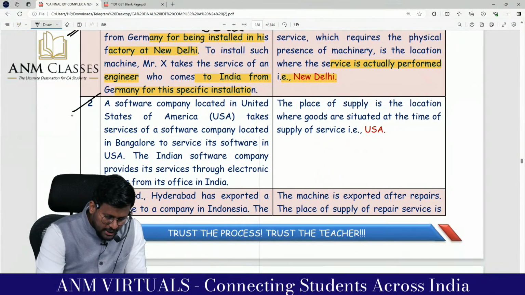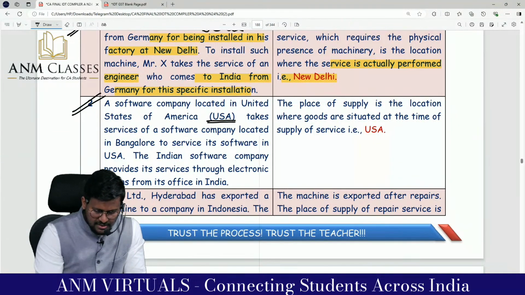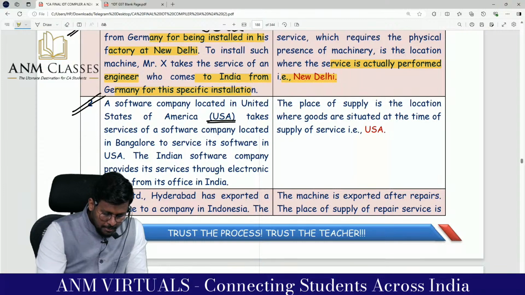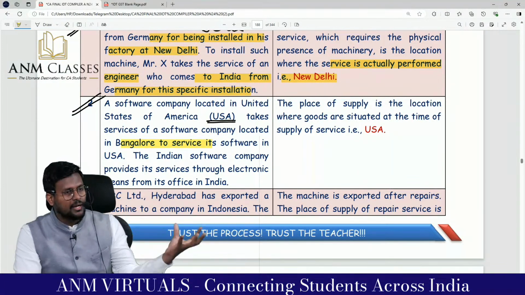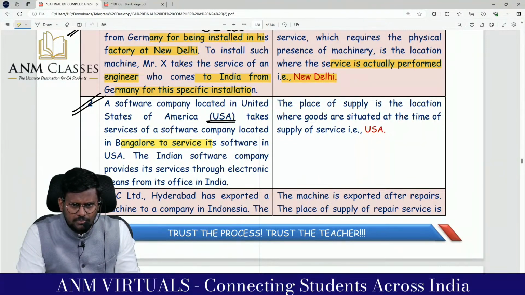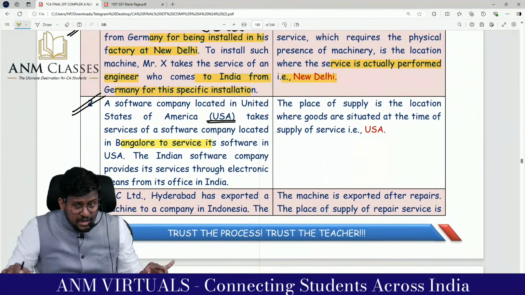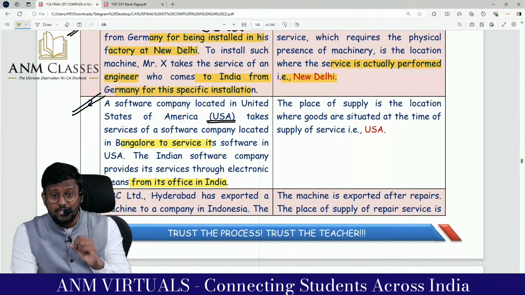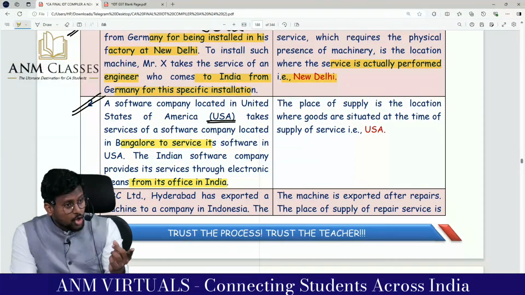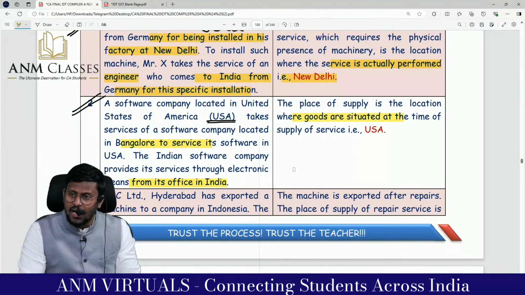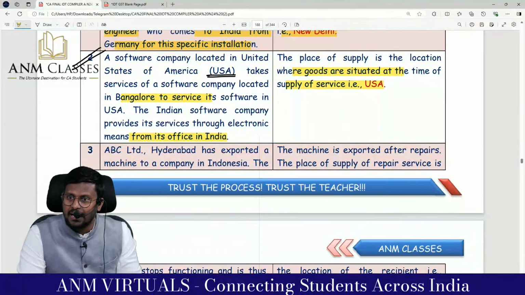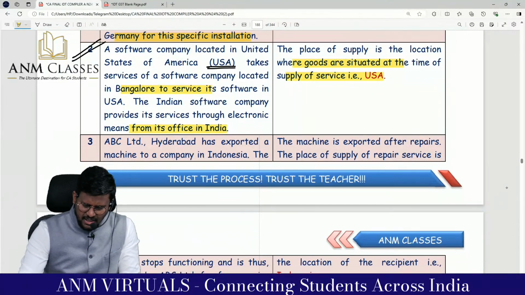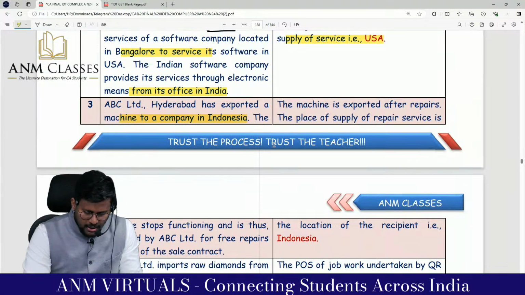A software company located in USA takes service of a software company located in Bangalore to service its software in USA. Service provider? India. Service recipient? USA. They are providing services through electronic mode. Right up. Indian software company provides its services through electronic means from its office in India. What is the place of supply? Provision: location where the goods are situated. Place of supply is the location where the goods are at the time of supply of service. That is India. Comfortable?